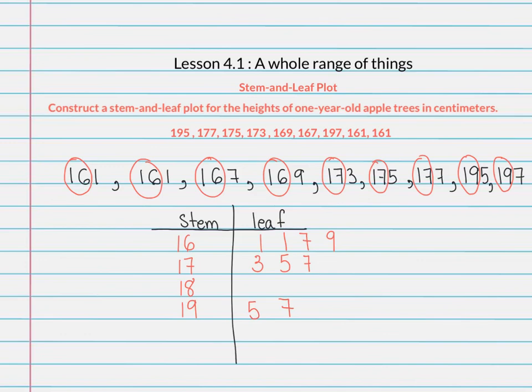We are not done with our stem and leaf plot unless we mention a key. A key is for any data that we have. 17, for example, with a 3, this is read as 173 centimeters. Keep in mind, 18 is listed because we need the stems in order, but we left it empty without any leaf because none of the data here has 18 as a stem.